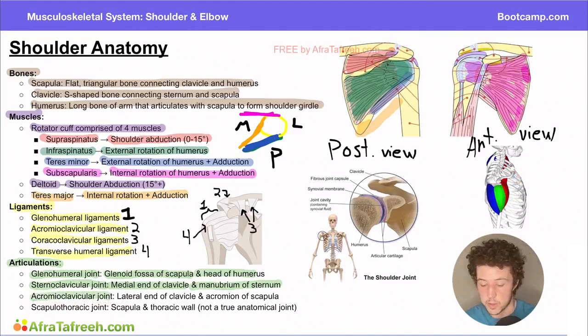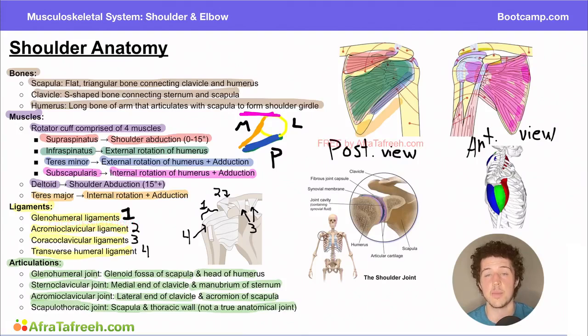The acromioclavicular joint will be between the lateral end of the clavicle and the acromion of the scapula, which we can see here in this close-up view. And the last joint we'll talk about will be the scapulothoracic joint, which is between the scapula and thoracic wall. But importantly, this is not a true anatomical joint. Anatomical joints, like the glenohumeral joint, typically have things like cartilage and ligaments to anchor the bones together. But the scapulothoracic joint doesn't have those, so we really just consider it a physiological joint.